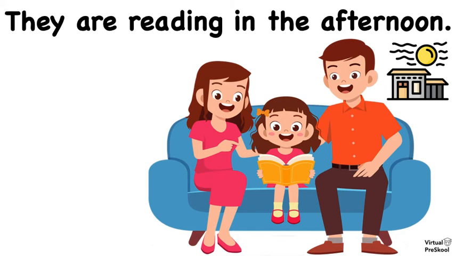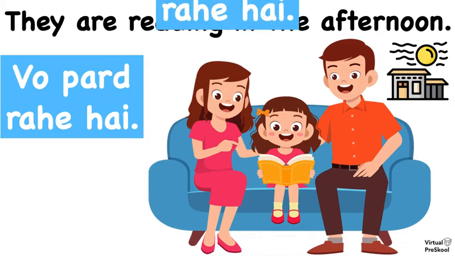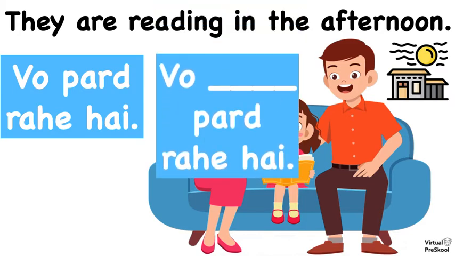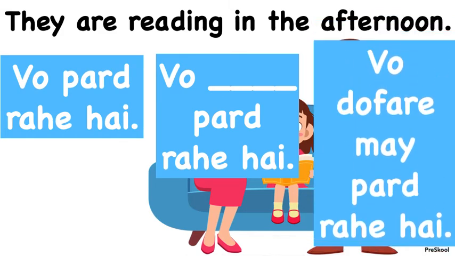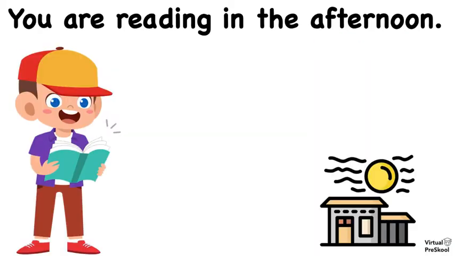They are reading in the afternoon. Okay, same thing, conjugate first. They are reading is वो पढ़ रहे हैं. In the afternoon, you know, is दोपहर में. So we need to add that to the blank line, and it becomes वो दोपहर में पढ़ रहे हैं.